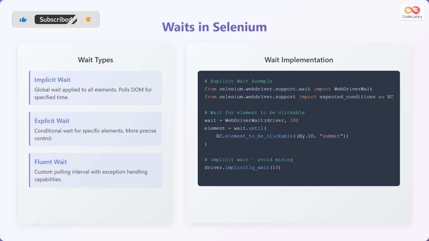Here's an explicit wait example. Import WebDriverWait and expected conditions, create a wait object with a 10-second timeout, then use the until method with the element to be clickable condition. This approach is more reliable than implicit waits and should be your preferred choice for production code. Never mix implicit and explicit waits in the same test, as this can lead to unpredictable behavior.